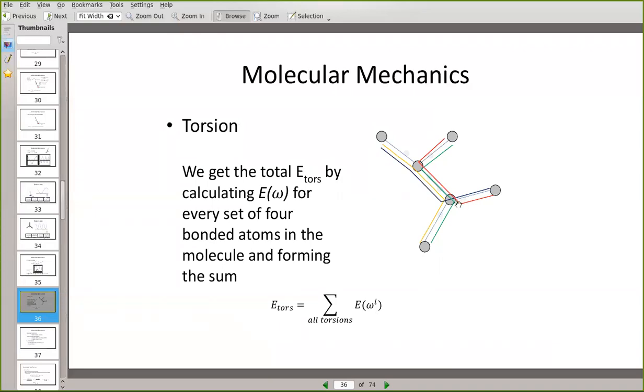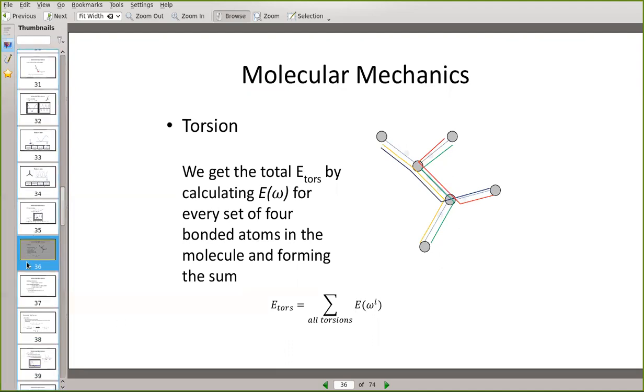So can you see this red line here? Those 4 atoms are at 0 degrees. And so we need to calculate the energy cost of having those 4 atoms in that arrangement. See the green one here? Those 4 atoms, that dihedral, that torsion angle is at 180 degrees. So you'd have to calculate the cost of that. And of course, there's the yellow one and there is the blue one as well. So you have to add up all of those terms to get a total energy from torsions in a molecule.